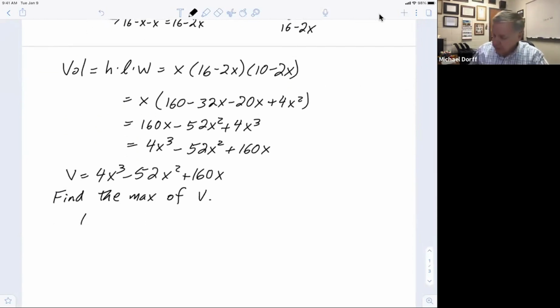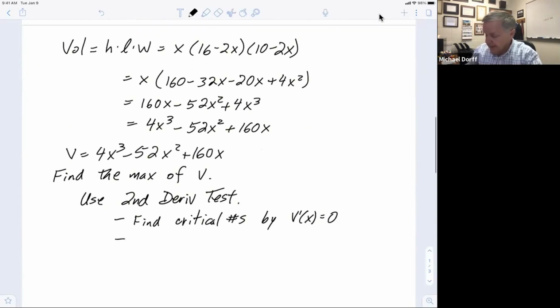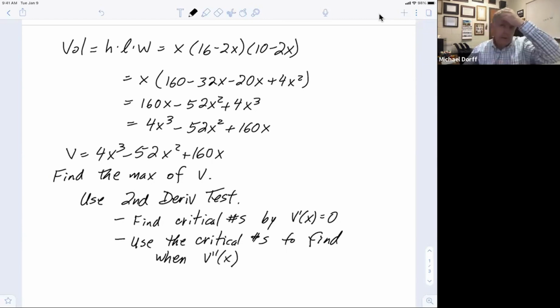Well, we're going to use the second derivative test. What does the second derivative test say? First, I find critical numbers by taking the first derivative and setting it equal to 0. Then I use the critical numbers to find when the second derivative evaluated at a critical number is greater than 0 or less than 0. So I have to think about this for a second.